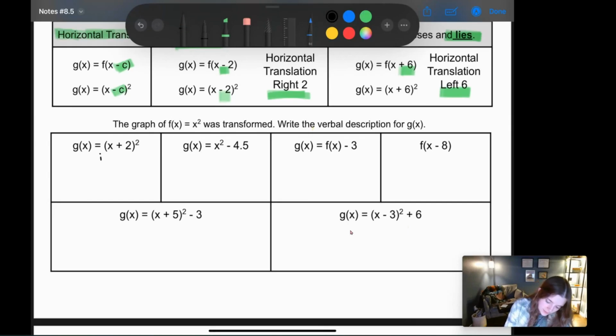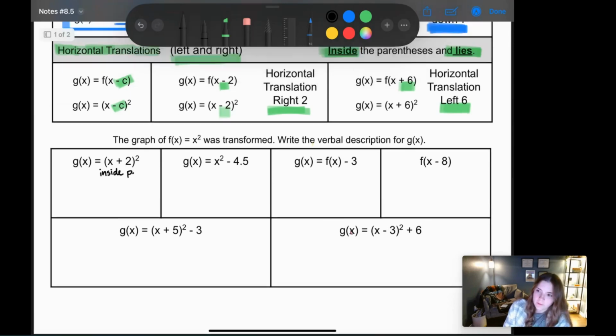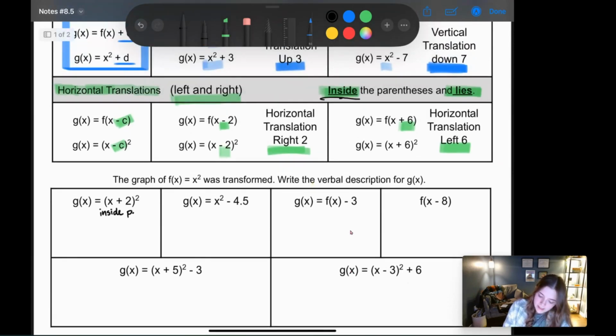So, all right, I'm going to write that down. You don't have to write down this part. This is more for me. Inside parentheses. So I'm going to go look. Oh, inside means it's going along the x-axis, so it's left and right, and it lies. So I know it's going left or right, but if it says +2, what direction would that be if it's lying to me? Left 2. So left 2 units. And that's all you do. That's all I want you to put.